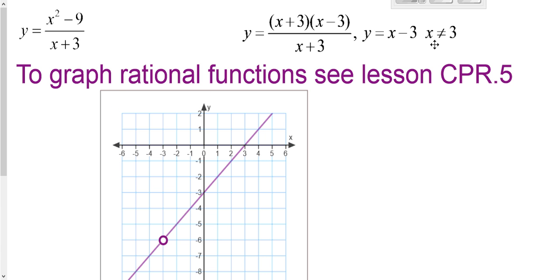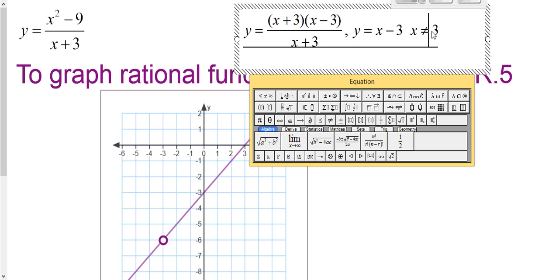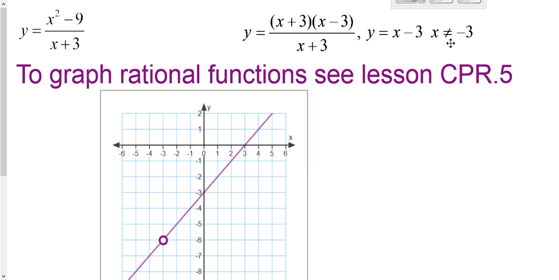And we're going to have a hole at, this is supposed to be a negative 3 here, so we'll put that in there. X equals negative 3 is where your hole is, and that's what we have on our graph. Remember, to find the y-coordinate of that hole, you take negative 3, plug it into the simplified, you get negative 3 minus 3 is negative 6. So it's negative 3 comma negative 6, as you can see on your graph.